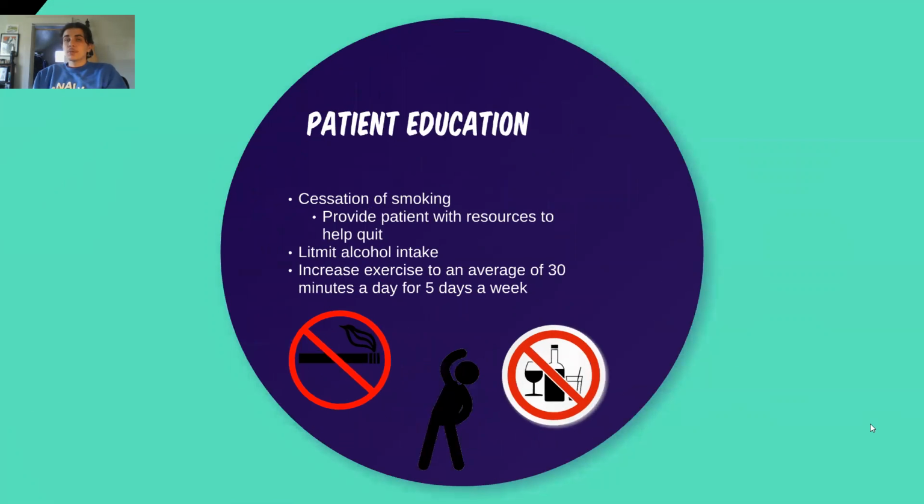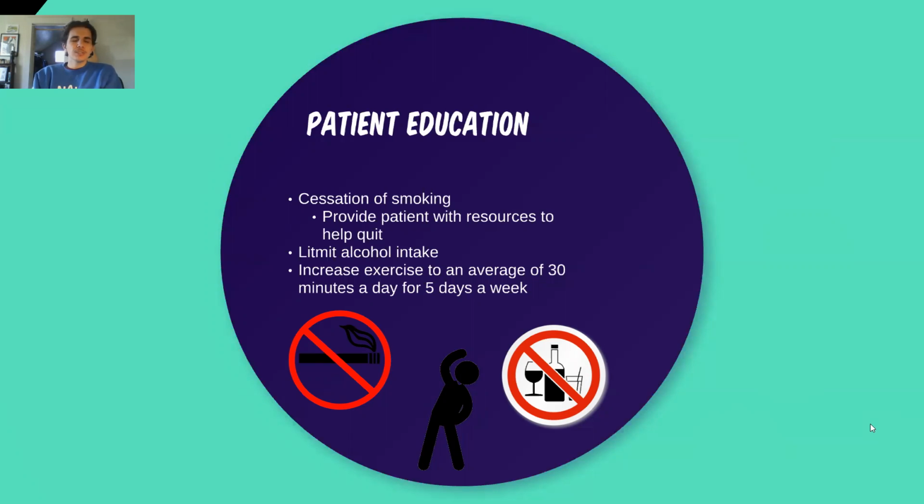And then patient education, a big one here. So the cessation of smoking, right? We talked about those risk factors. These are all modifiable risk factors right here. Provide the patient with resources to help quit, whether this is a recovery group, or places where he can get a prescription or buy nicotine gum, patches, whatever it is. Limit that alcohol intake. Same thing. If he needs to find a support group for this, there's AA and whatnot.